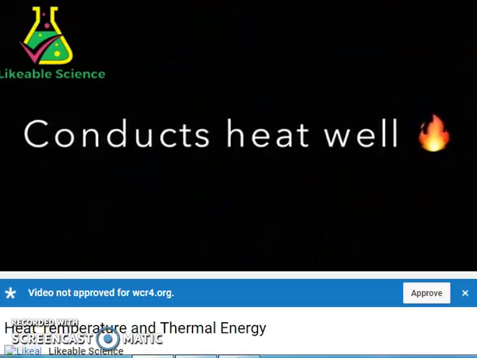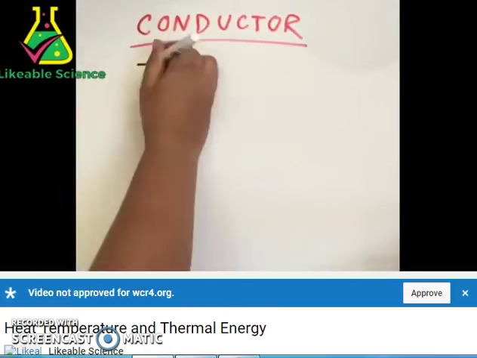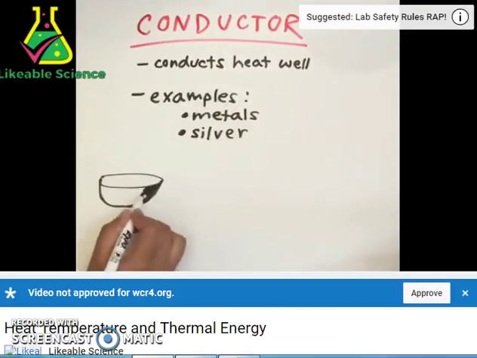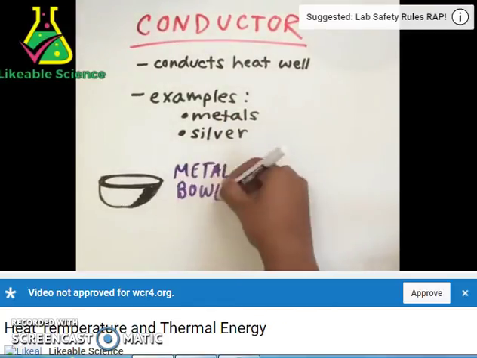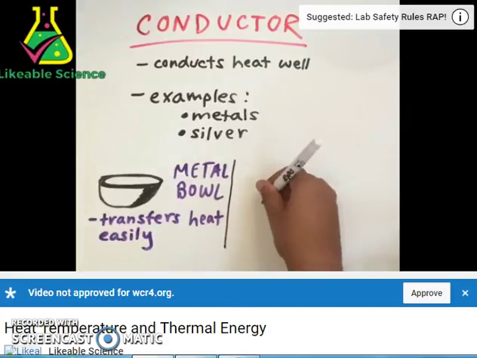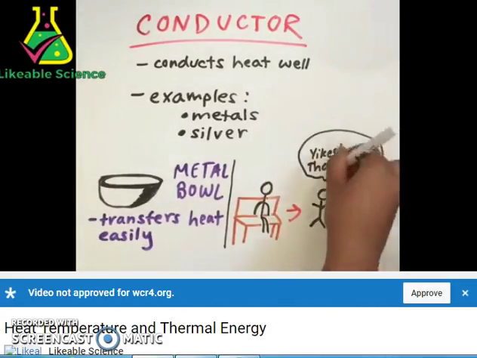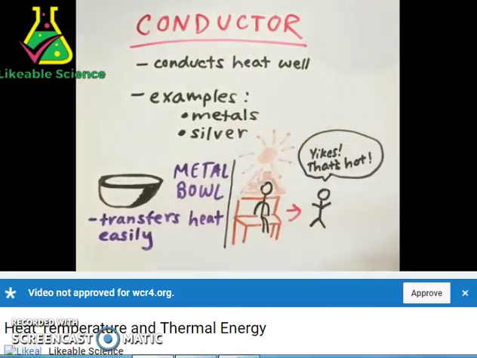If a material conducts heat well, it is called a conductor. Some examples of conductors are metals and silver. This is why you might use a metal bowl to heat up something, because metal can transfer heat easily. Also, for the same reason, if you try to sit down on a metal bench outside in the summer sun, it will be really hot, because the metal has trapped in all the heat.